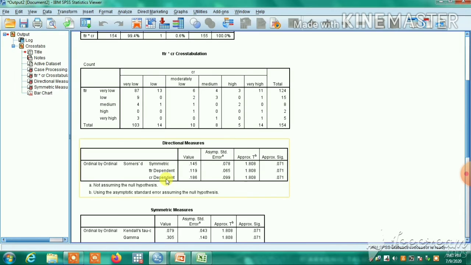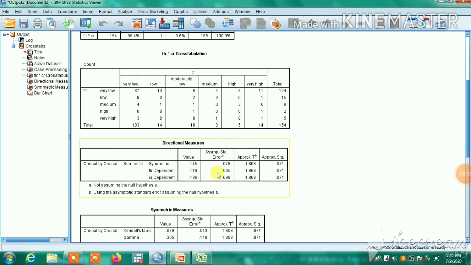So for predicting the COVID cases with respect to the independent variable tourist's arrival, the prediction improves 18.6%, or our error in prediction declines by 18.6% if we take the knowledge of the tourist's arrival into independent variable. But here the significance level is 0.7. That means it is not significant at 5% level, but at 10% level it is significant. This is our hypothetical example.